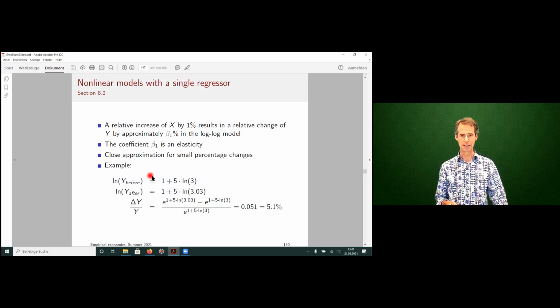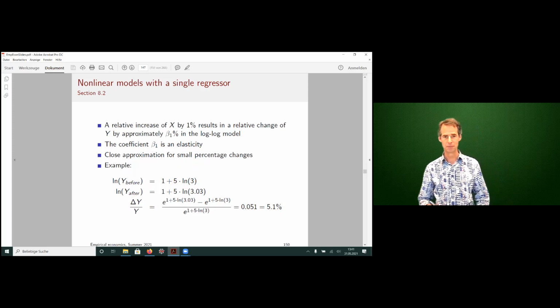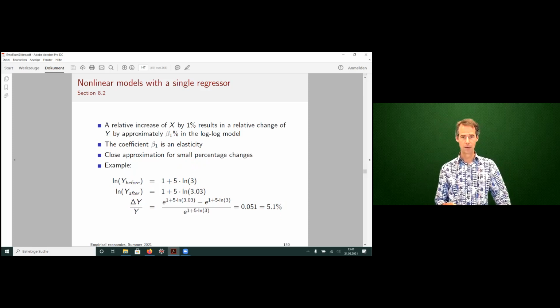We can see that here in this simple example, where we increase x by 1% from 3 to 3.03. And we look at the change in y, and we can compute that the change in y is 5.1%. And that's not surprising, because the slope coefficient beta 1 is 5, so it's 5%. All right.